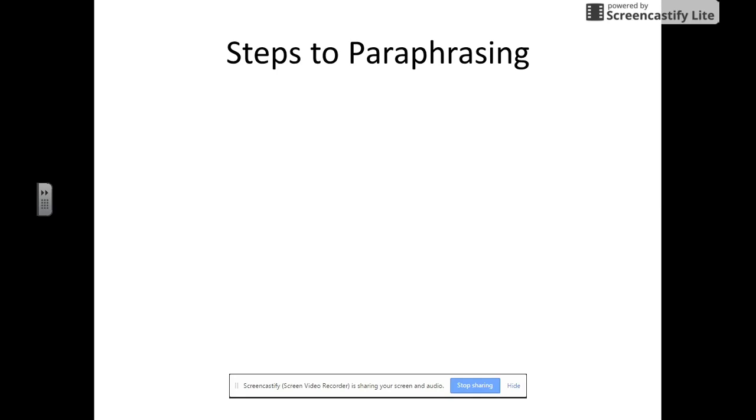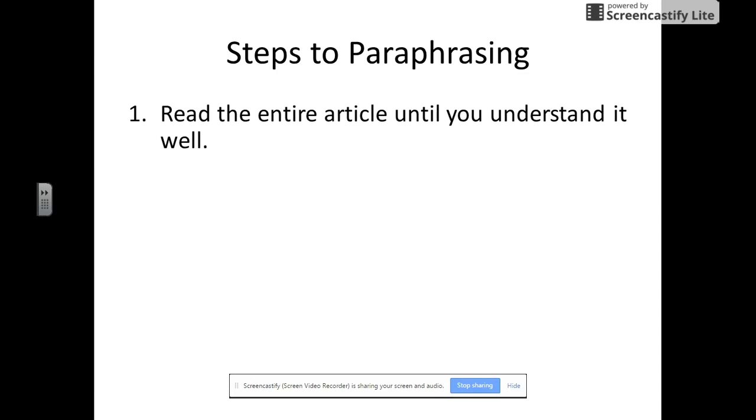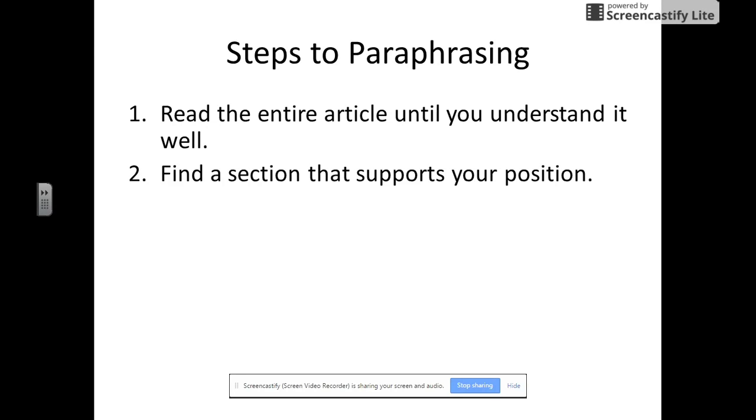And this first one seems obvious, but first thing you need to do is read the entire article until you understand it well. Because in order to put something in your own words, you have to understand what it's saying. So this includes those skills like rereading a section if you don't understand it, or looking up words you don't understand. After you've done that, you're going to find a section that supports your position or opinion. And then this third step is the definition of paraphrasing. Put the section in your own words.